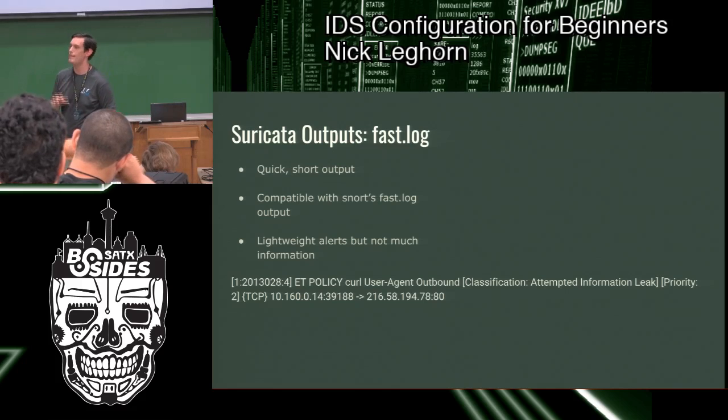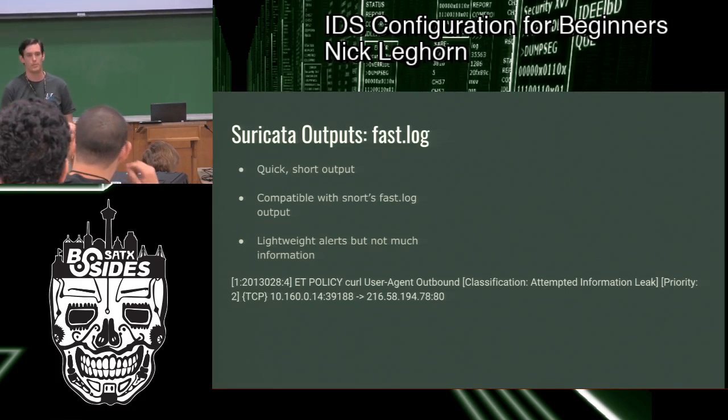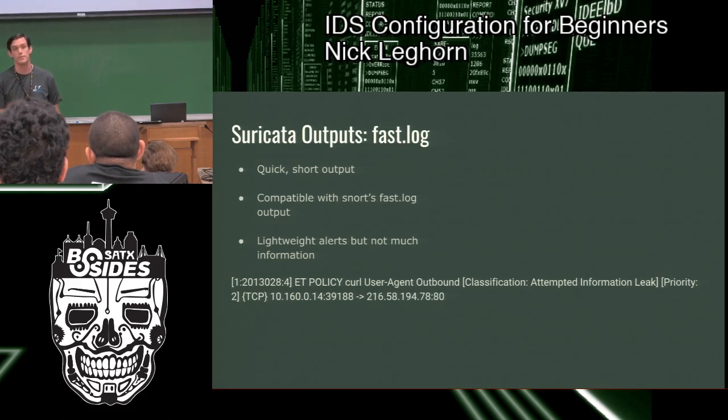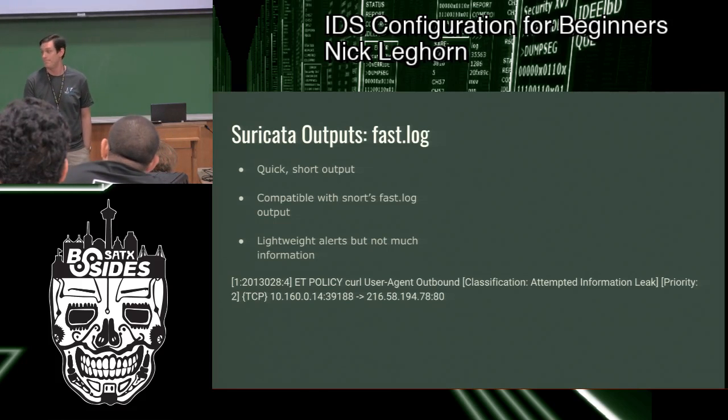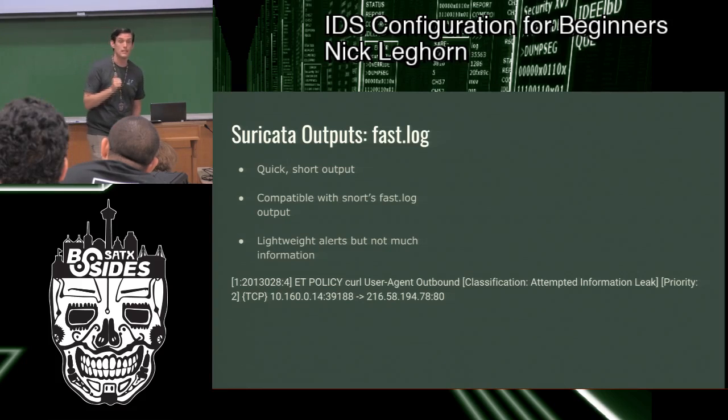Fast.log is a great lightweight logging option. All it does is tell you, hey, something happened. Here's the source, here's the destination, here's the ports if applicable, here's the rule it matched, have fun. That's it. It's not a lot of information, not a lot of detail, but it is lightning fast, and it's very lightweight. It doesn't take up a lot of disk space, so you'll be able to get it out pretty quick.